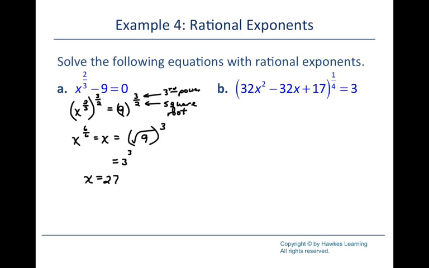Okay, and then you can double check. The cube root of 27 is 3. 3 squared is 9. 9 minus 9 is 0.